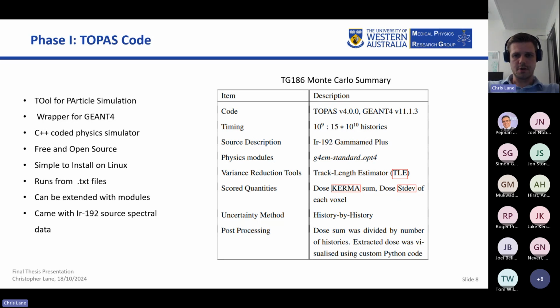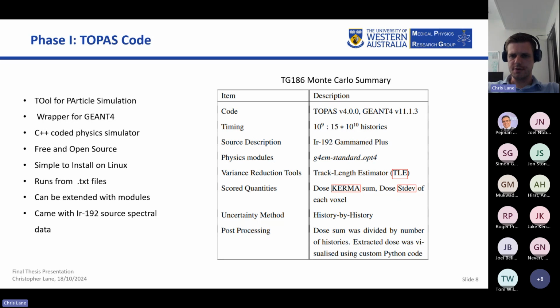So the source description was the Ir-192 GammaMed Plus. When you run TOPAS, you have to select the GEANT4 physics modules you want to use. I use the G4EMStandardPhysics_option4, which is an optimized physics package. It's considered to be quite reliable.